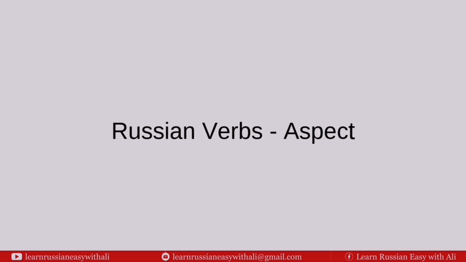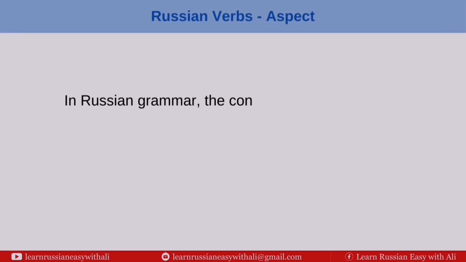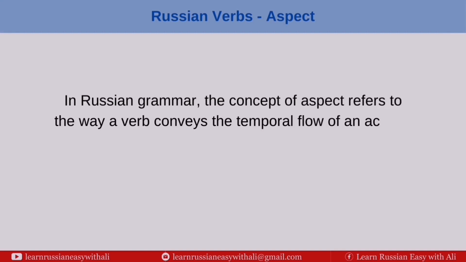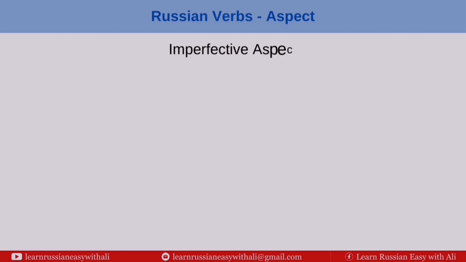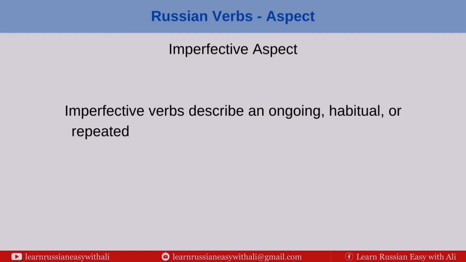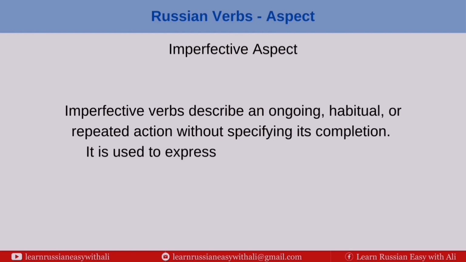Russian verbs, aspect. In Russian grammar, the concept of aspect refers to the way a verb conveys the temporal flow of an action. There are two aspects, perfective and imperfective. Imperfective aspect. Imperfective verbs describe an ongoing, habitual, or repeated action without specifying its completion. It is used to express the process of an action.